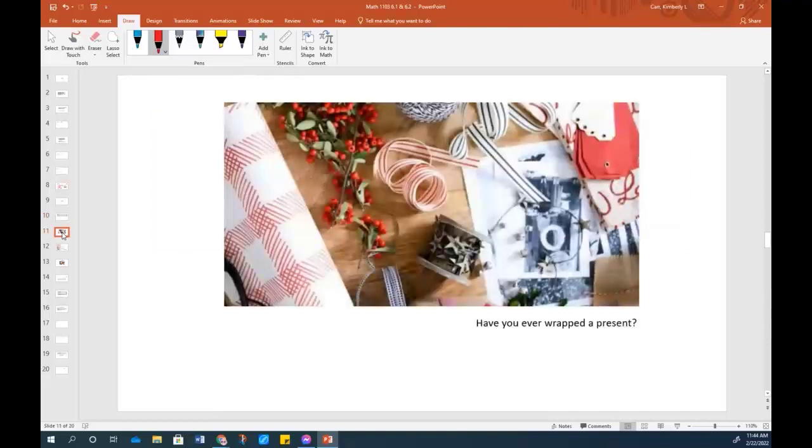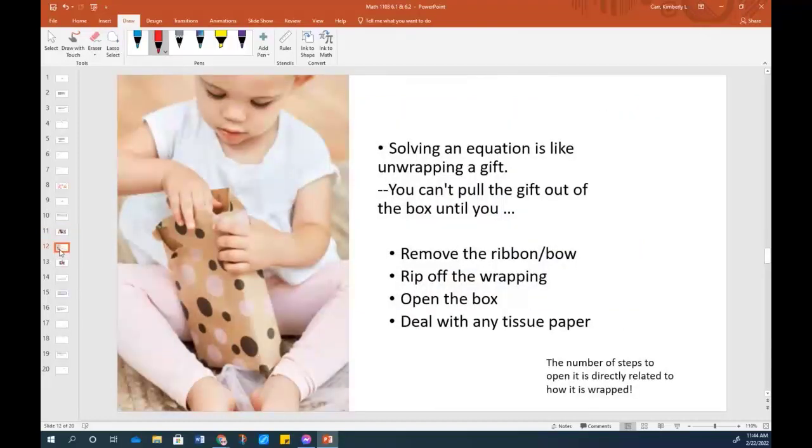When you solve equations, I just like to use something that you've related to. You've all wrapped gifts before. Even though you might not think the letter X is an exciting present, when we solve an equation, it is really just like unwrapping that variable. You can't get a gift out of the box unless you undo whatever was done to wrap it. If somebody has really gone through the trouble, you have to take off the ribbon or bow, then take off the outside wrapping paper, then open the box, then deal with the tissue paper before you can ever see what you have.